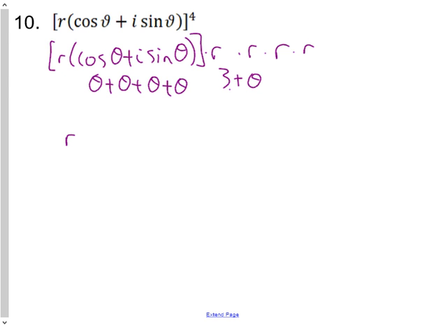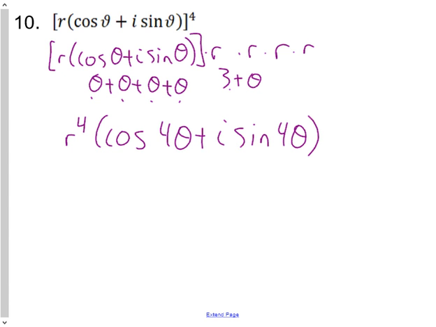We're going to end up with r being multiplied by itself 3 other times, so r to the 4th, times cosine, and then it's going to add up 4 times. So 1, 2, 3, 4 theta plus i sine of 4 theta. That's the theory. So what can we kind of assume?